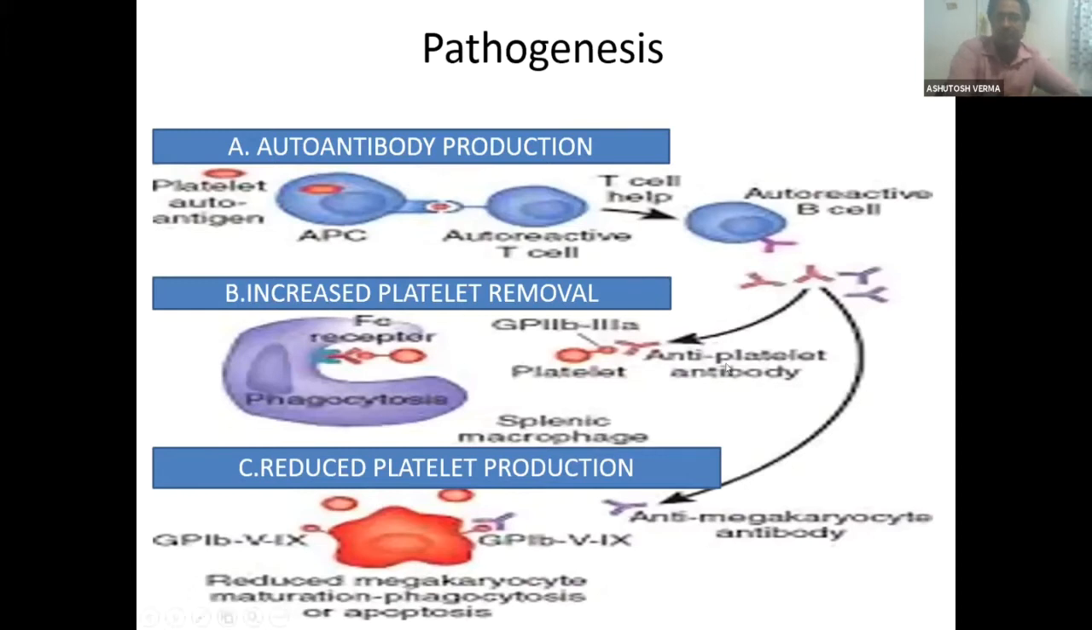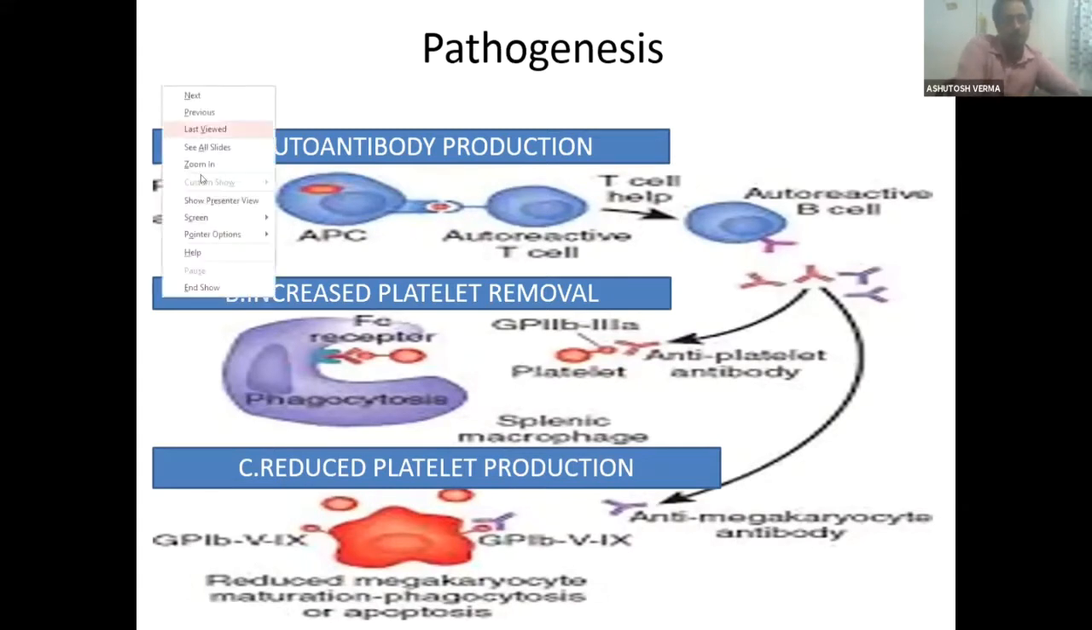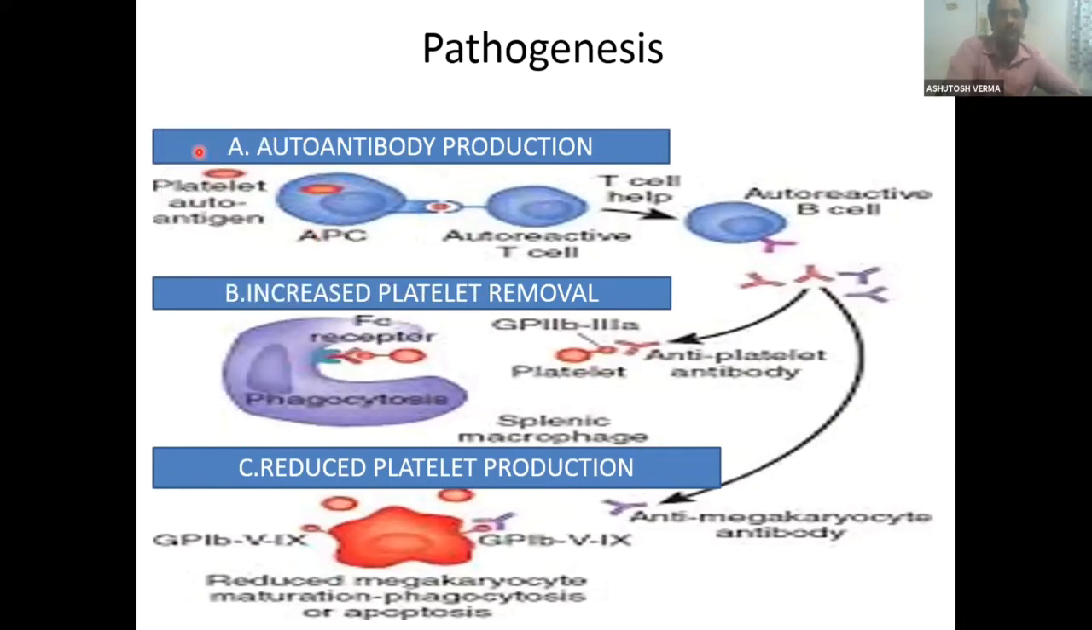So coming to this slide, this is the pathogenesis, and it is very important for us to understand the pathogenesis and also to understand the mechanism of action of drugs which are used in the ITP. So the first thing is autoantibody production. The platelet autoantigen, the glycopeptides in the platelet autoantigen, they stimulate B cells to produce antibodies.